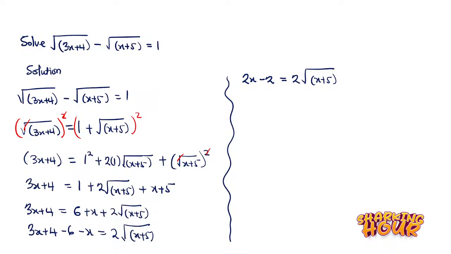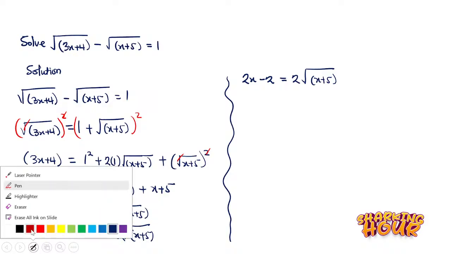Now, we still have a root sign in this equation, so we have to get rid of it. We do that again by squaring both sides. So in this case, I'll square both sides again, and then we proceed to solve our problem further. Okay, so let's do that. Let's quickly do that. Now, before we do that, we can do one thing as well, right?